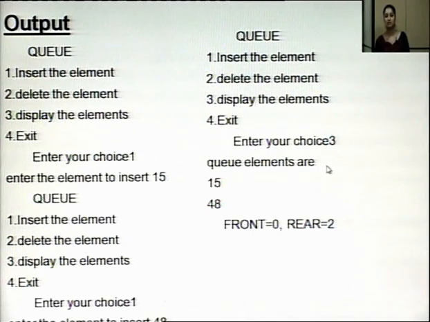There is a menu of options. I enter the choice 3. Here I want to display the elements, so it shows me the list of 15 and 48. The value of front is 0 and the value of rear is 2. The two elements are inserted into the queue.